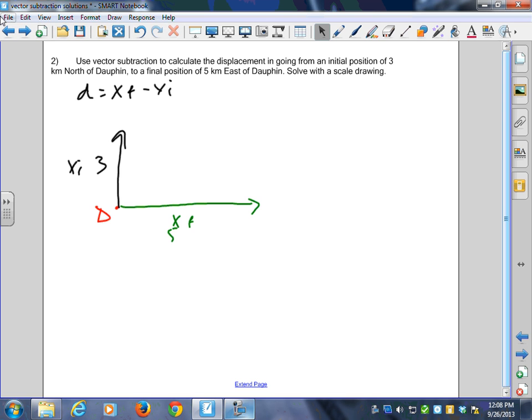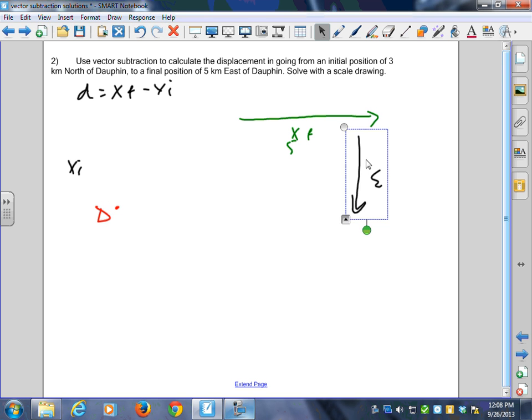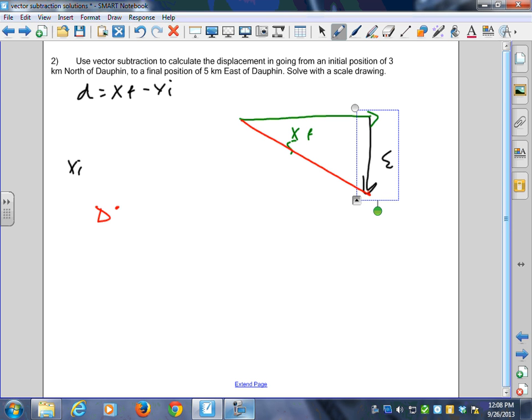Okay, so I take my final vector, my green one, minus XI, so I have to take this one and I have to flip it upside down. Let's do it this way this time. And add it tip to tail, just like that. And now my resultant is from there to there. It says solve with a scale diagram. You probably should use a ruler and a protractor.